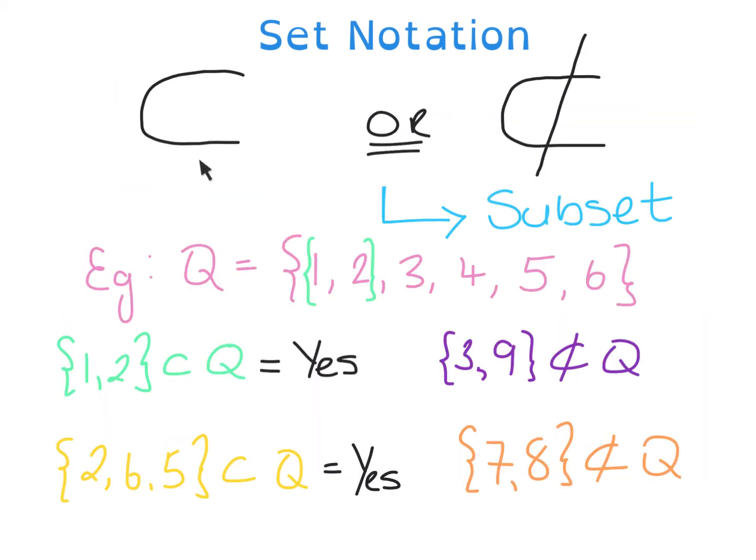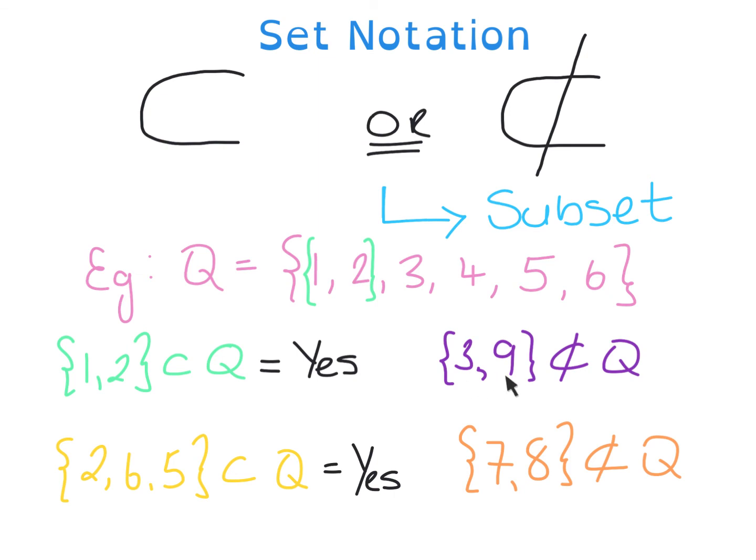Here we have subset or not a subset. So let's take the set Q. It's got the numbers 1 to 6. Is 1, 2 a subset of Q? Yes, because 1 and 2 is part of Q. Is 2, 6 and 5 a subset of Q? Yes, because you have 2, 6 and 5.